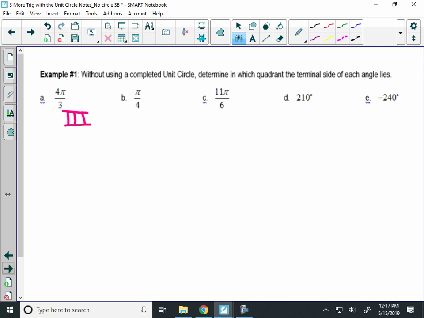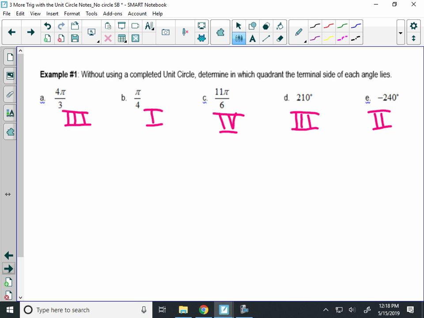If pi is the numerator, what quadrant are you in? 1. Okay, 11 pi over 6. That'd be in 4. Good. Now think about degrees. 210. 210 is bigger than 180, but not quite 270. And negative 240. See, where's positive 240? Yeah, this is in quadrant 2. So if you were at positive 240, you'd be in quadrant 3. You have to reflect it up into quadrant 2.